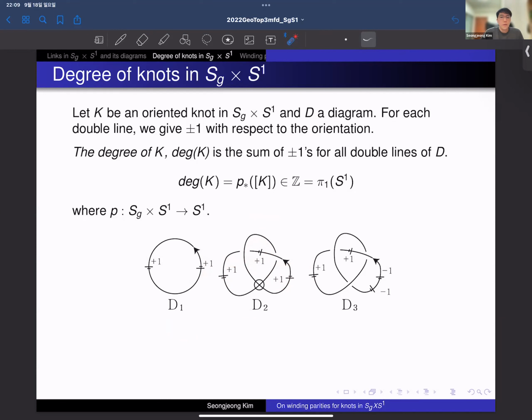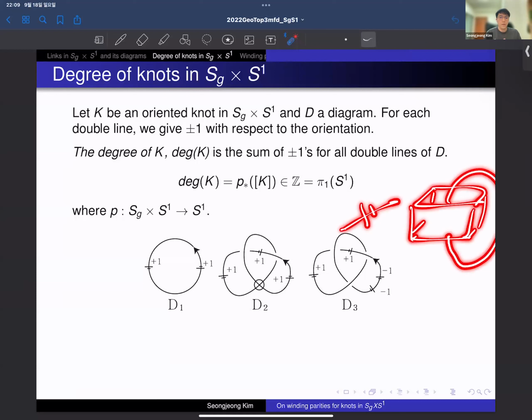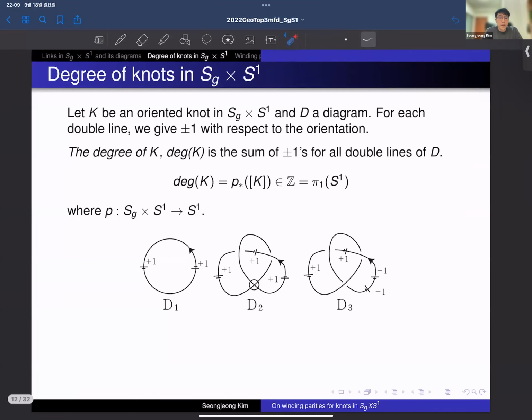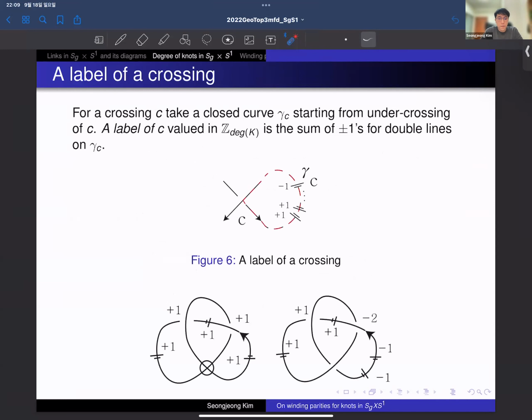Since the double line means the part which rotates along S^1, the degree of K is nothing but the number of rotations of the closed curve representing K in S_g times S^1. And now let's modify this a little bit to get more interesting information.